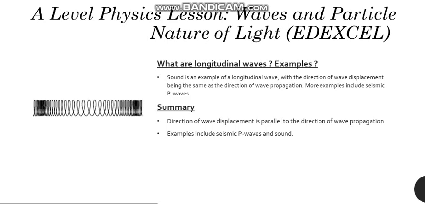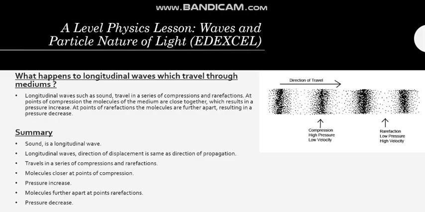So as we see in the following diagram on the left hand side, the direction of wave propagation, which is more commonly known as the direction of wave travel, is going from left to right, and the direction of wave displacement is the same as the direction of wave propagation, which also goes from left to right. So to summarize this, the direction of wave displacement is parallel to the direction of wave propagation, and examples of longitudinal waves can include seismic P waves and sound.